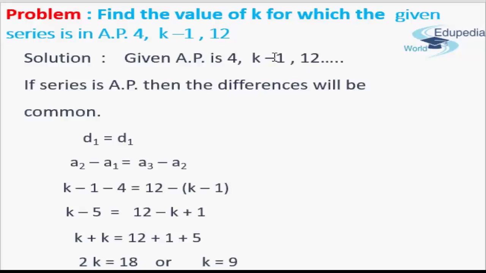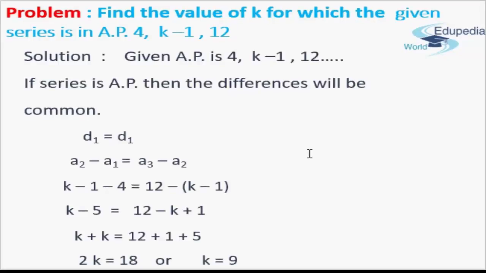The main thing you have to do is concentrate on the question. The question says, find the value of k for which the given series is in arithmetic progression. We know the properties of that. If it is said that it is in arithmetic progression, then the difference between the second and the first term, the third and the second term, and the fourth and the third term is going to be the same. You use that fact to find the unknown variable, k in this case, and then you get the answer.